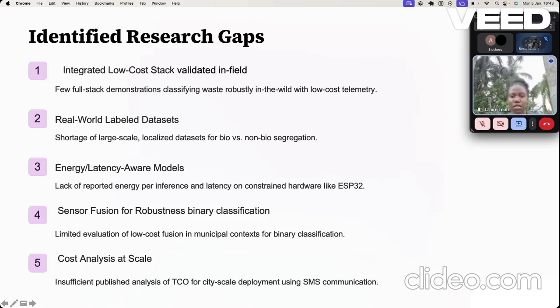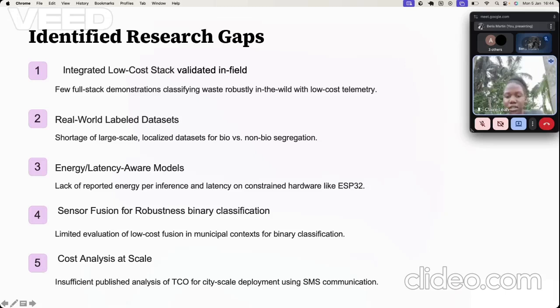And the second one is the real-world labeled datasets. Here we lack real-world labeled datasets for waste segregation. Available datasets like TACO mainly focus on litter, not waste inside bins, which reduces the model performance in real urban environments.